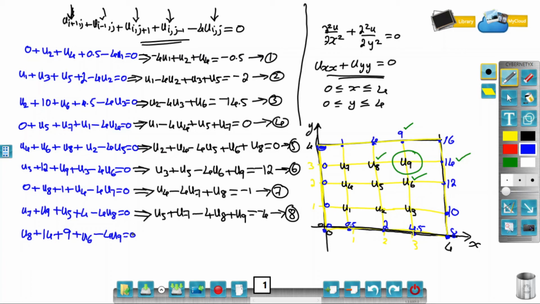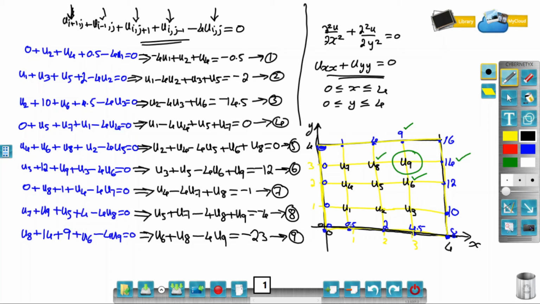Okay. So we are going to rearrange this equation. So this is u6 plus u8 minus 4u9 equal to 14 plus 9, 23. Right hand side it is minus 23. So this is equation number 9.